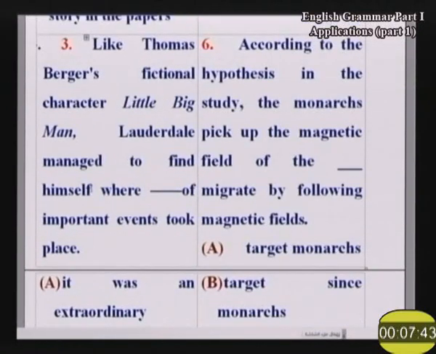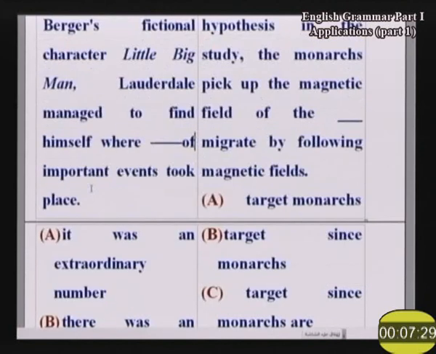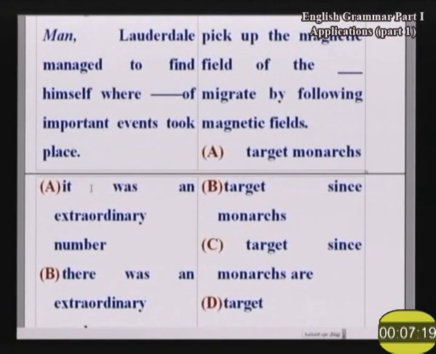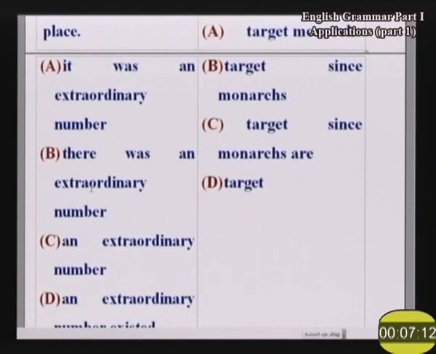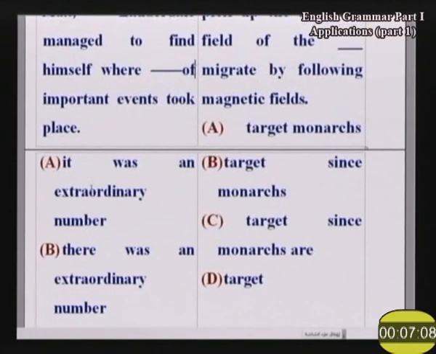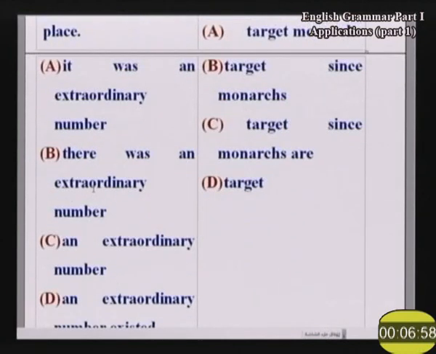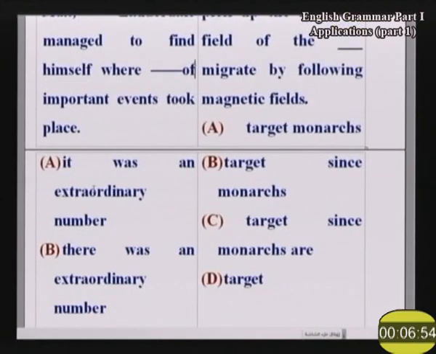Like Thomas Berger's fictional character Little Big Adam, Lauderdale managed. Lauderdale is a name, so I have a comma, and all that is not important. Lauderdale has a capital letter; it's the name of a person. Managed to find himself where a number of important events took place. Where there was an extraordinary, no, where an extraordinary number, because I want a noun. Since I have here 'of important events', a prepositional phrase, I need a noun before it, so: where an extraordinary number of important events took place.